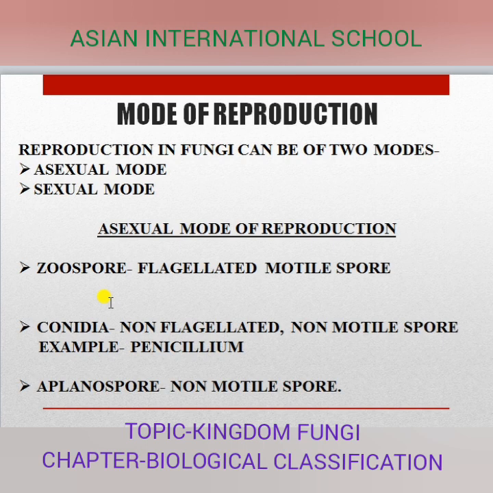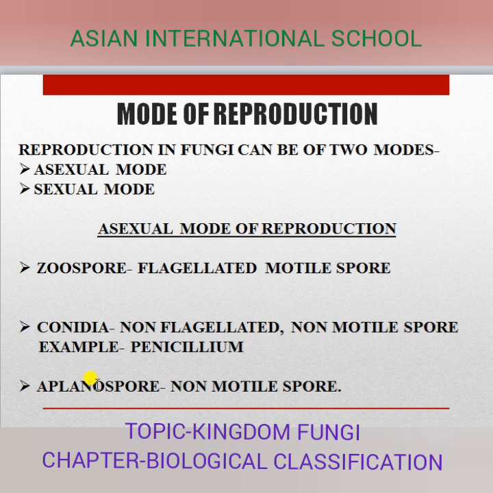Conidia. Conidia is another mode of reproduction, where Conidia is a non-flagellated, non-motile spore, and by this specific spore the fungi can reproduce, they can perform the asexual mode of reproduction, but this spore can't move from one place to another place like the zoospore, because of the absence of flagella.